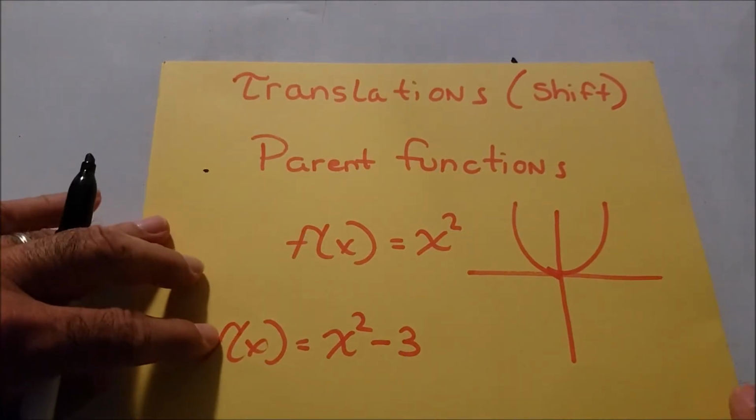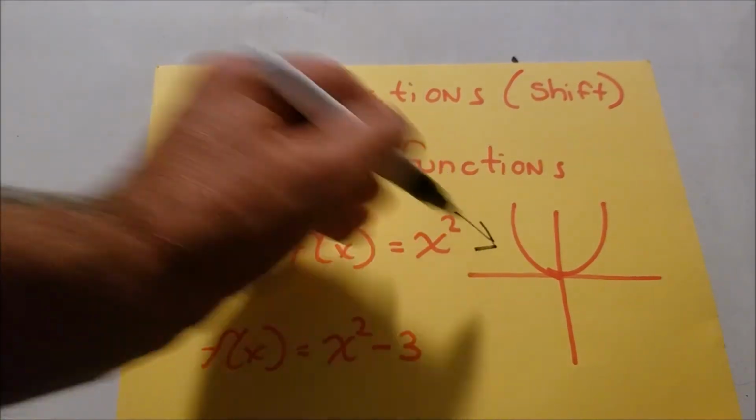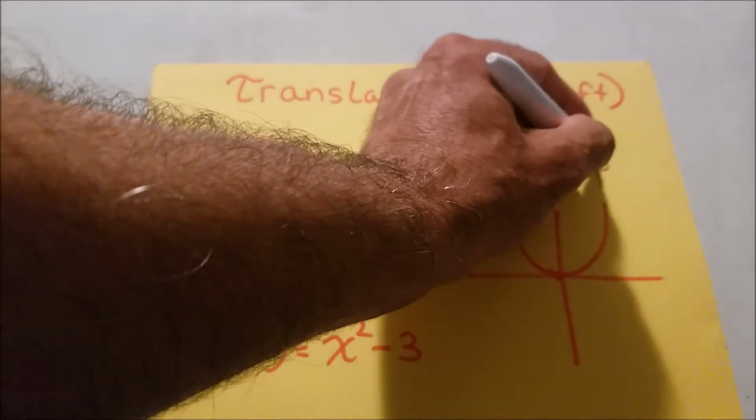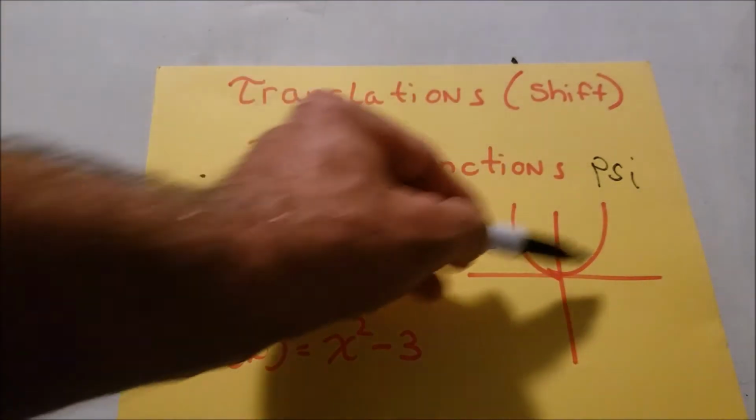So this parent function we went over last video. It's f of x equals x squared. It looks like this, right there. Right? In the last video we said it looks kind of like psi, the Greek letter psi. And that's it. It's a U-shaped quadratic.